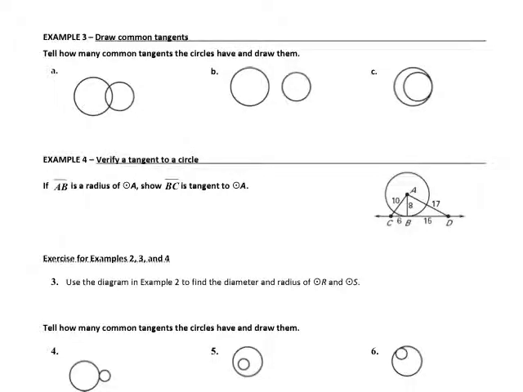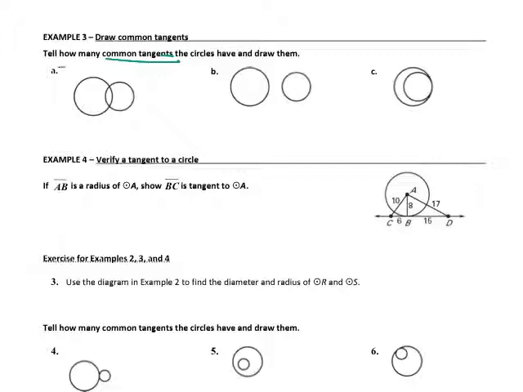If you would please turn your paper over and we're going to look at example 3. Example 3 is asking us to draw common tangents. I just want to remind you that a tangent is a line or a segment or a ray that comes in contact with a circle in just one place. So it has one point of tangency. And in order to make this a little bit easier, let's use a ruler. So you're looking for how many common tangents the circles have. That means a tangent that would touch both circles, but of course only touch them in one place.